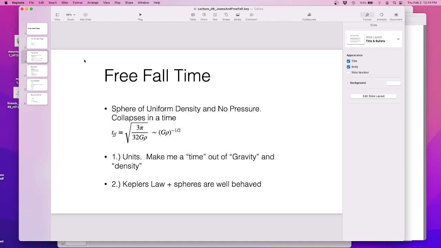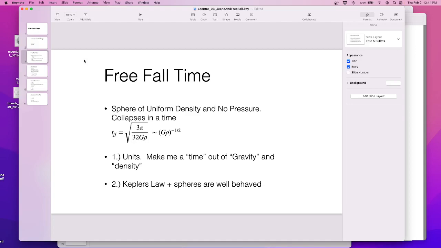This is an overdetermined system. I have 3 equations, but only 2 unknowns, but that's fine. A is minus 1/2. B equals a. This one tells me the same thing. So I know that the time is G times rho to the minus 1/2.